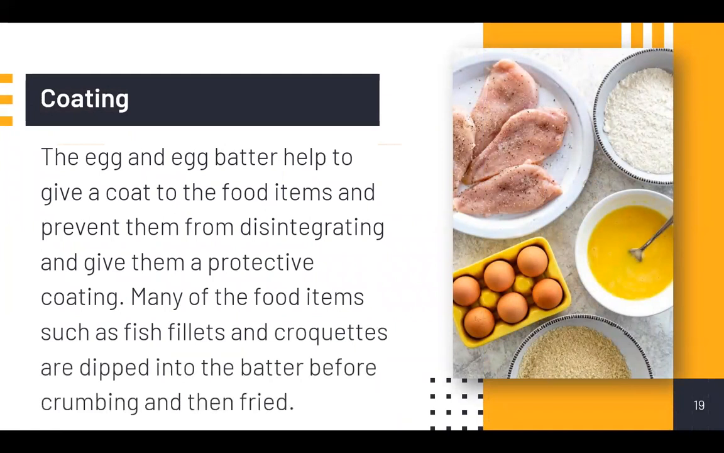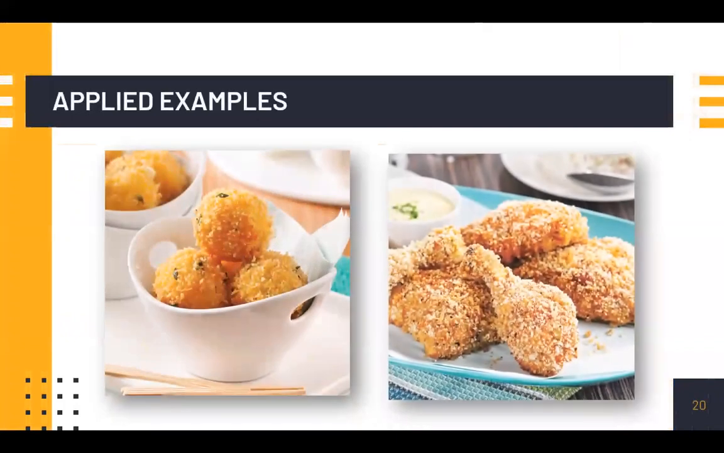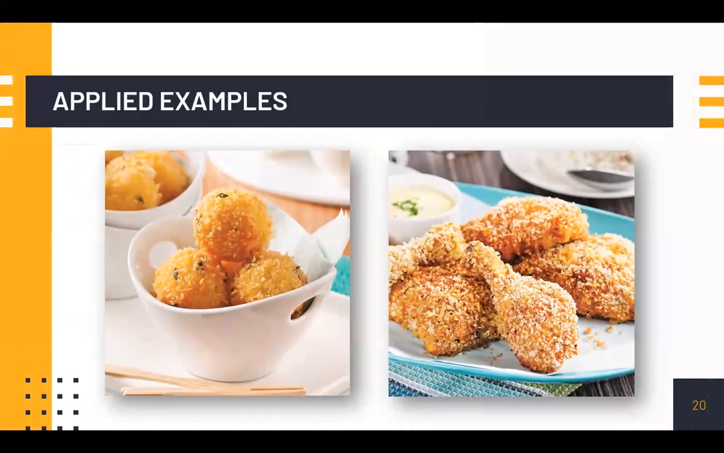Protective coating. Many of the food items such as fish fillet and croquettes are dipped into a batter before crumbing and then fried. And the applied examples are the following.